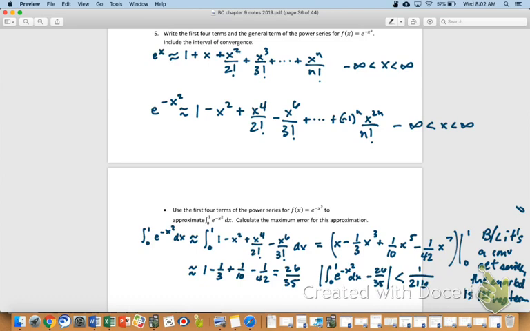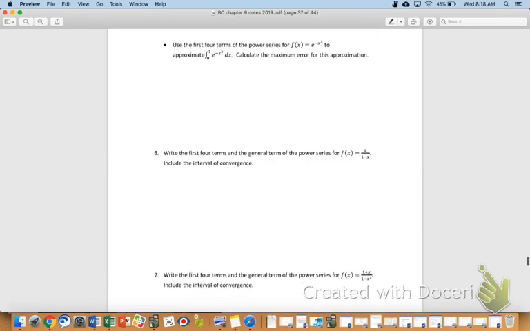All right, so we're going to shift gears a little bit. Why don't you take a look at number 6? A little bit of a gear shift here.